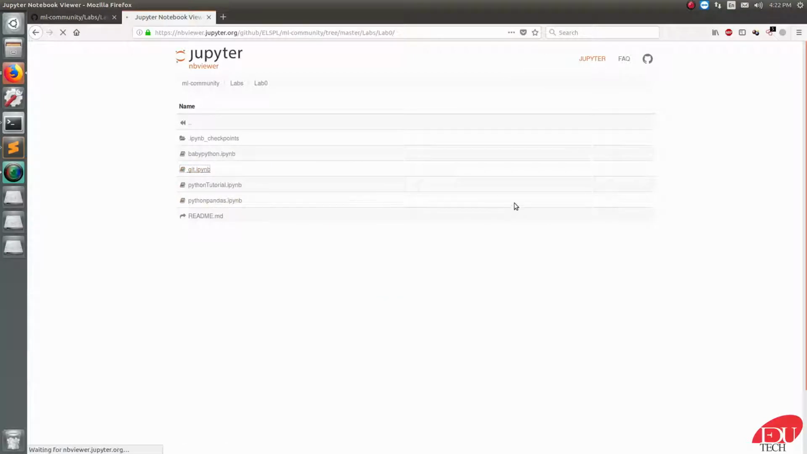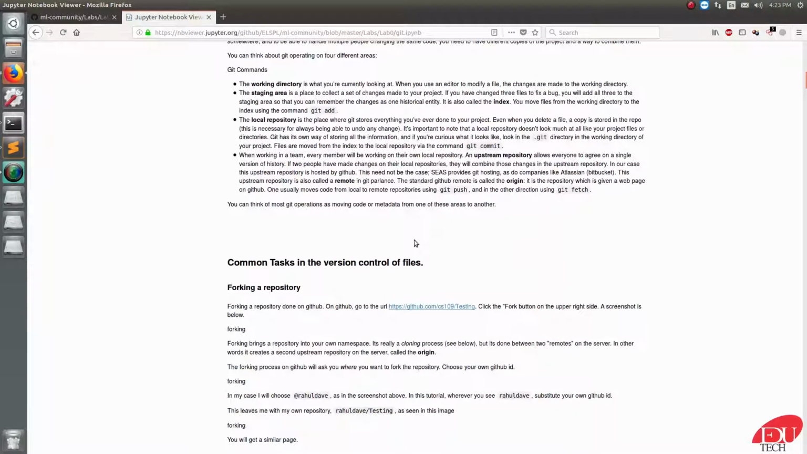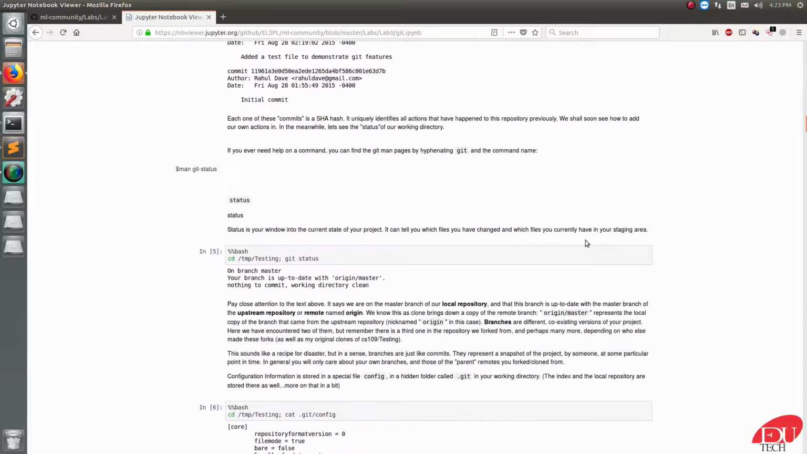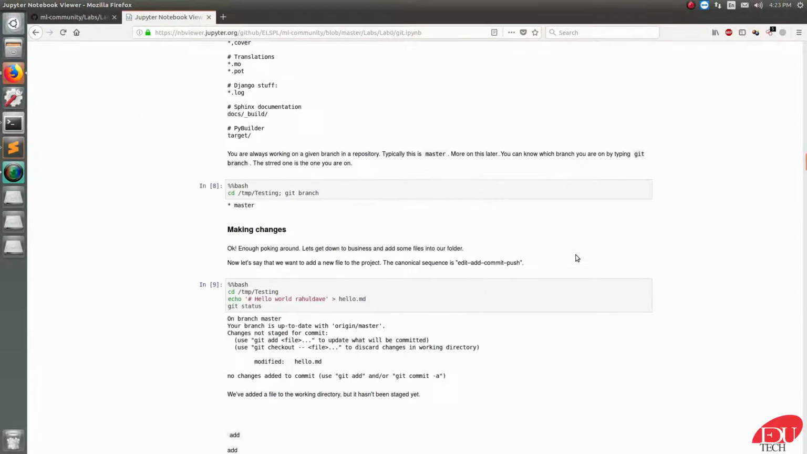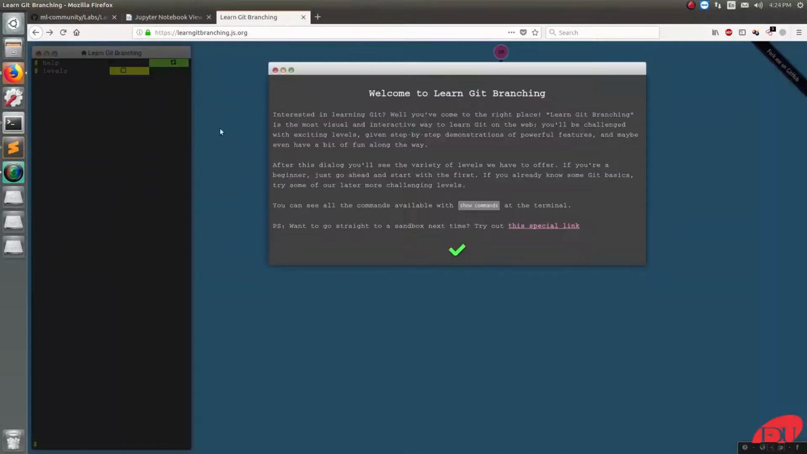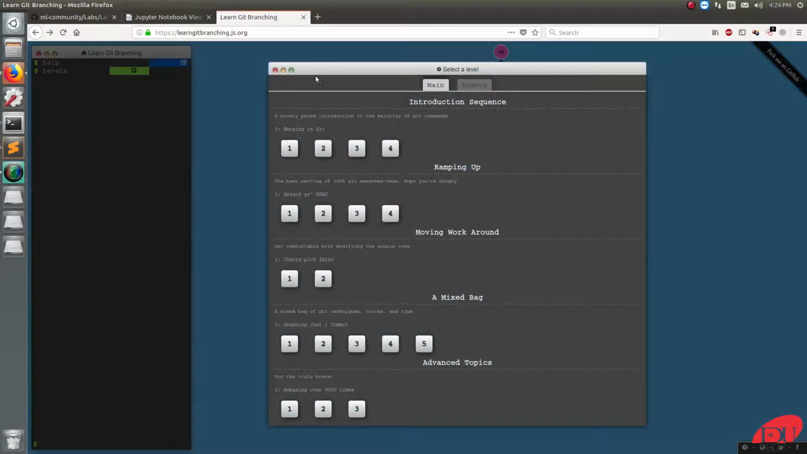Similarly, there's this tutorial notebook on Git. Its basics and what you can do with it, like forking and cloning and branching and all that. There's one more very useful resource to learn Git. There's this learngitbranching.js.org. It will provide a playful way with which you can learn Git, and this was a very good resource for me as a beginner, and I think you should go through it once.